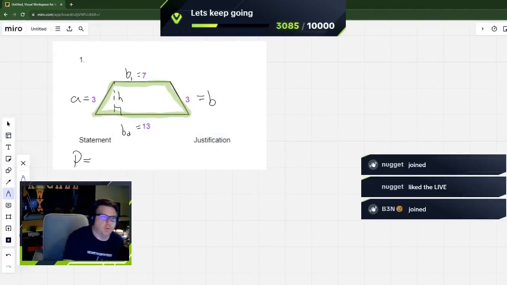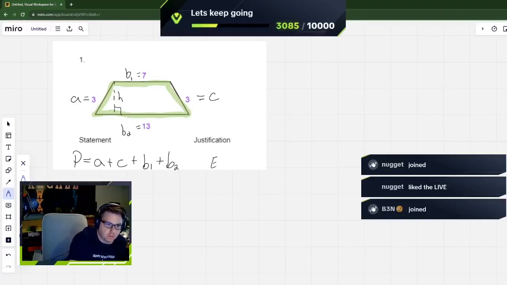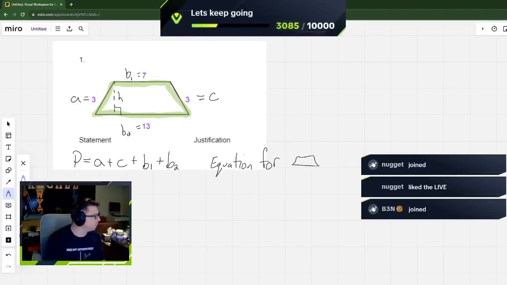And we want to find the perimeter. What we're going to do is just add all four sides together. Oh, B is a stupid letter, because we have base 1 and base 2. I don't want to name it the same letter. So we're going to name it C. A plus C plus base 1 plus base 2. And this is the basic equation for the perimeter of a trapezoid.